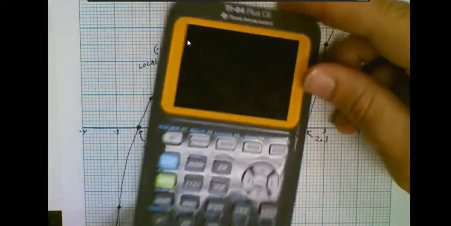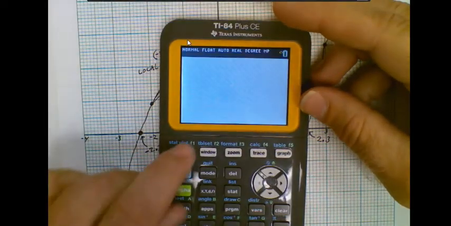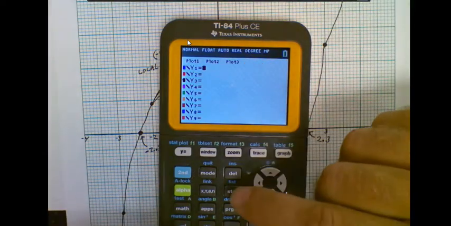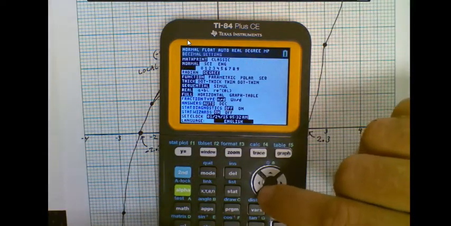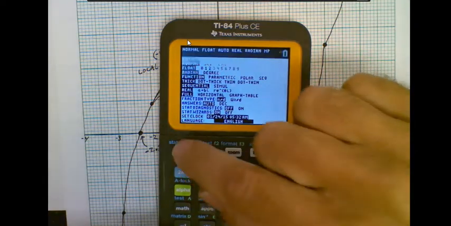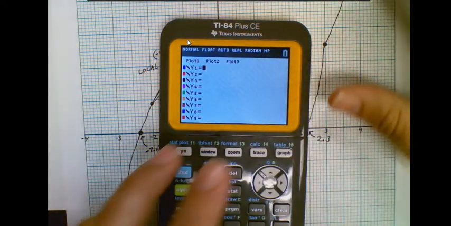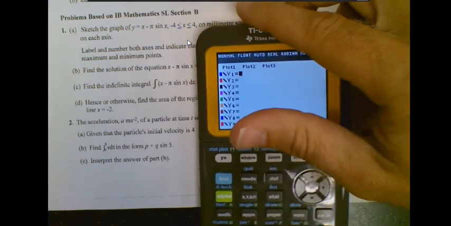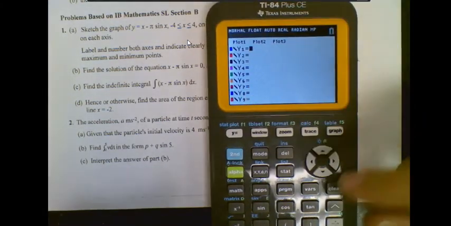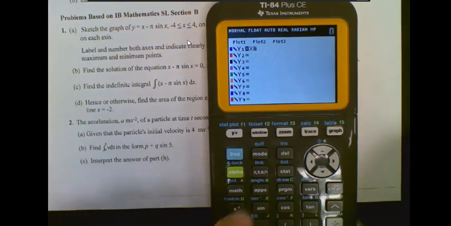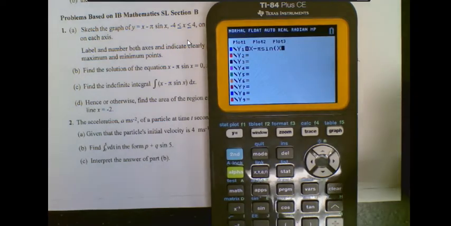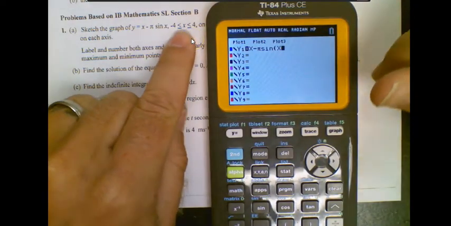So what I did was I went right to the calculator. Let's go to the graph. This one had pi in it, so I know I should be in degrees. Let's make that change. So if we plot the graph that they're giving us, x minus pi sine x, there's our graph. One thing to consider is the window on this graph.